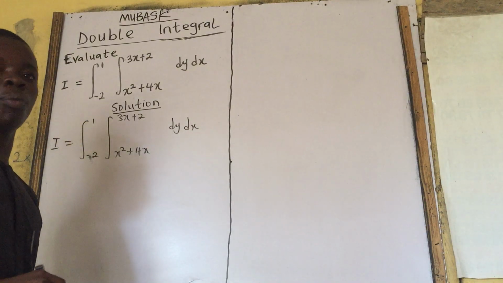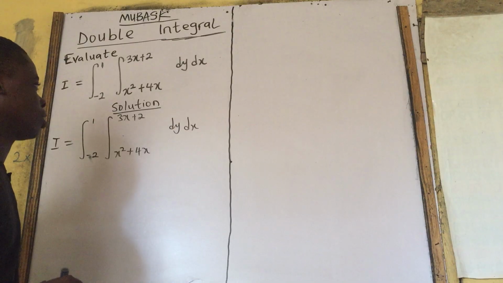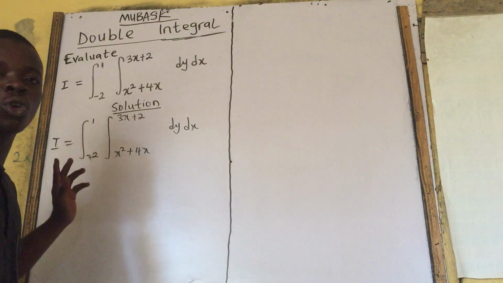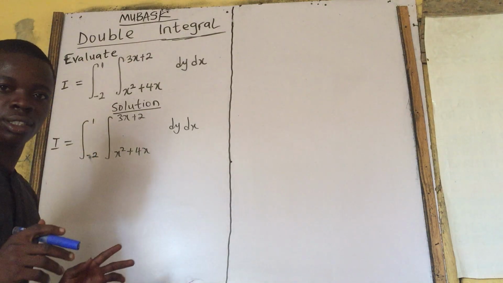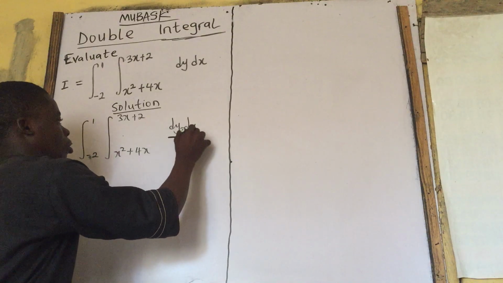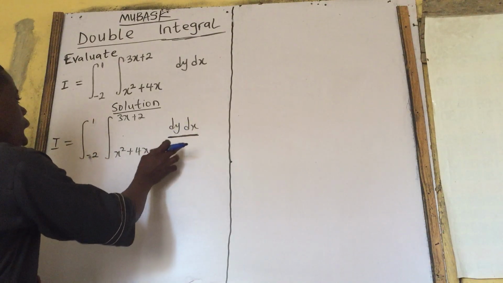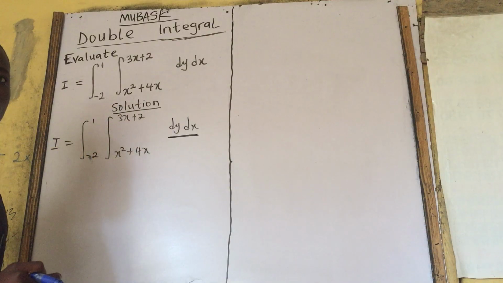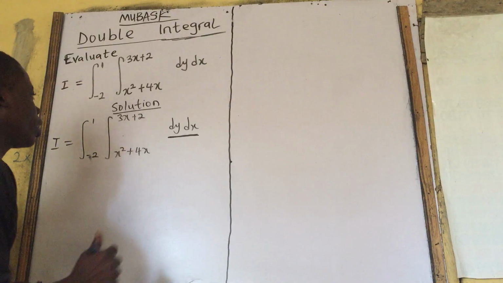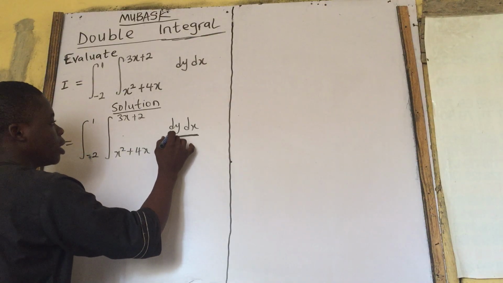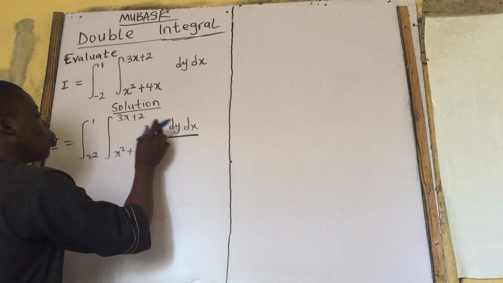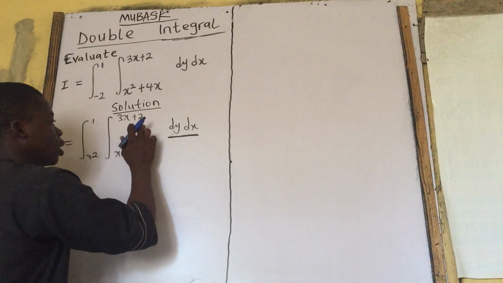In this kind of problem, you have to determine the first step to apply in any double integration. This will determine how we integrate this double integral. So we firstly see what? dy. That means we have to integrate with respect to the variable dy here.